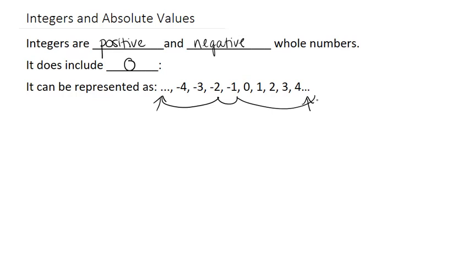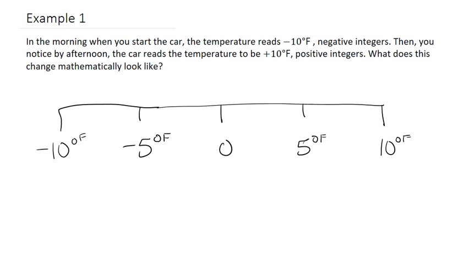Now, whole numbers that are positive can be considered positive integers, and negative numbers are called negative integers. Often things can be thought of as integers, such as temperature. Temperature can get cold enough that we can record it as negative integers. In the morning when you start the car, the temperature reads negative 10 degrees, which is a negative integer. Then, by afternoon, the car reads the temperature to be positive 10, which is a positive integer.